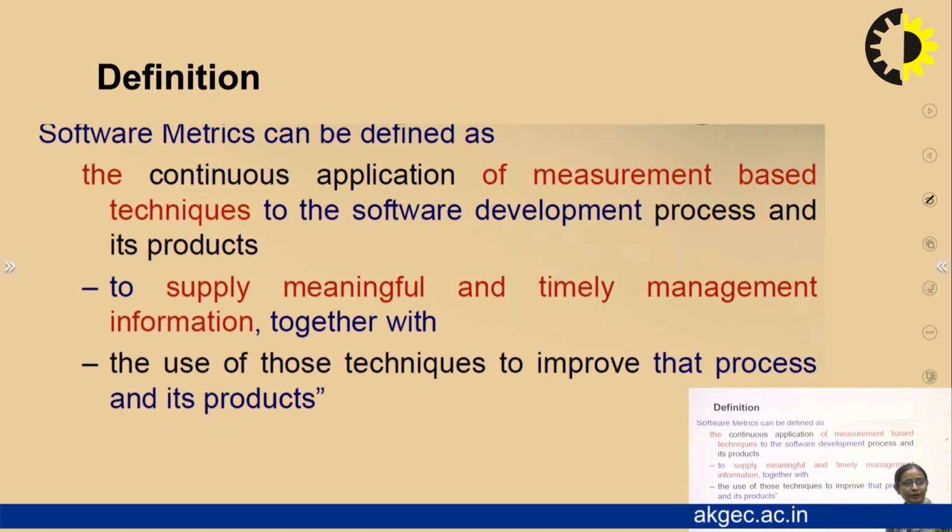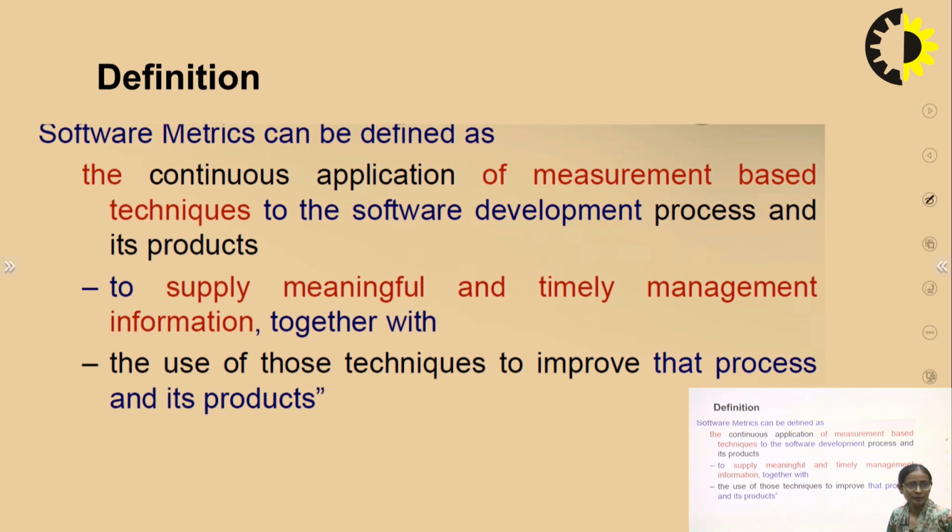So how do you define exactly what software metrics is? It can be defined as the continuous application of measurement-based techniques to the software development process and its product. That is, we are measuring certain attributes of my software to supply meaningful and timely management information, together with the use of those techniques to improve that process and its product.